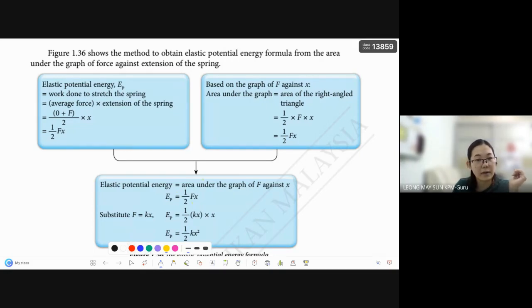So to find energy, please do take note. To find energy, there are two formulas, either half of Fx or half of kx squared. It's up to you which formula you want to memorize, and know that this particular formula is not given in the list of equations. All right, so this is for the graph.